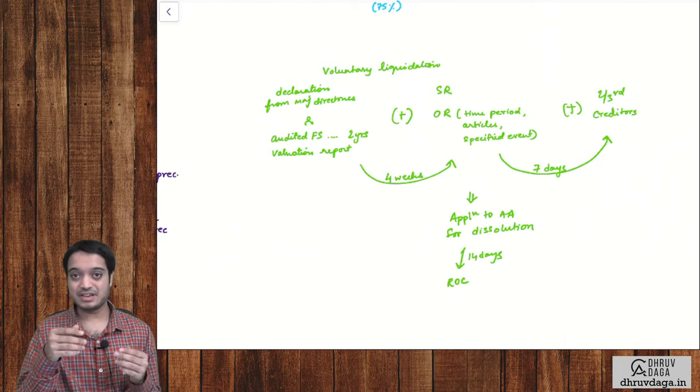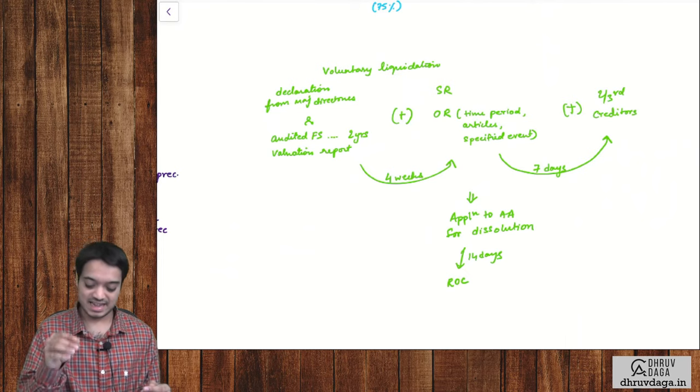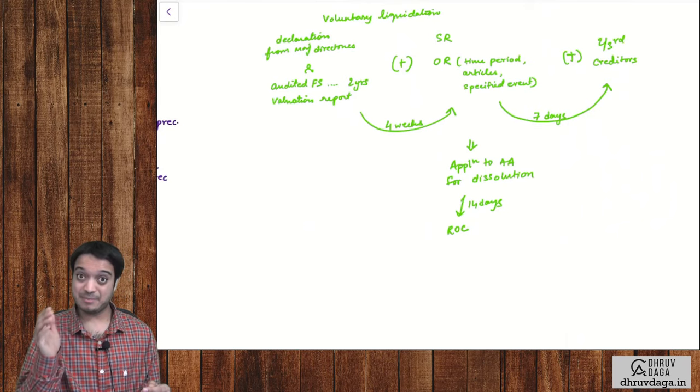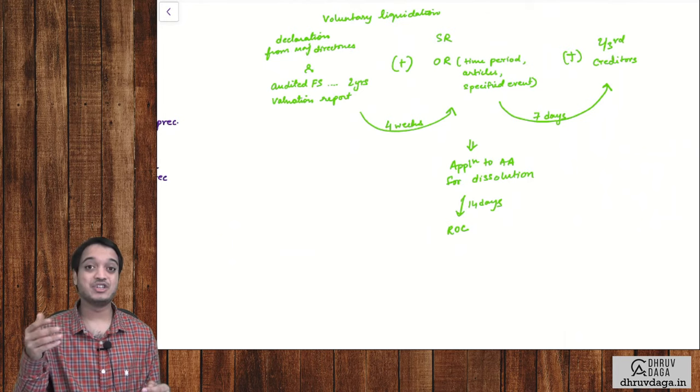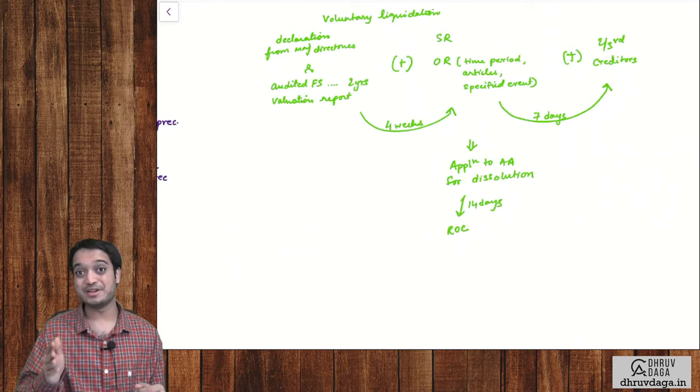Along with that, if any dues are to creditors, then 2/3 of the creditors shall also need to pass a resolution within 7 days of the resolutions passed in the general meeting. Application then needs to be made to the adjudicating authority for dissolution of the entity. The adjudicating authority order for dissolution needs to be filed with the ROC within a period of 14 days.